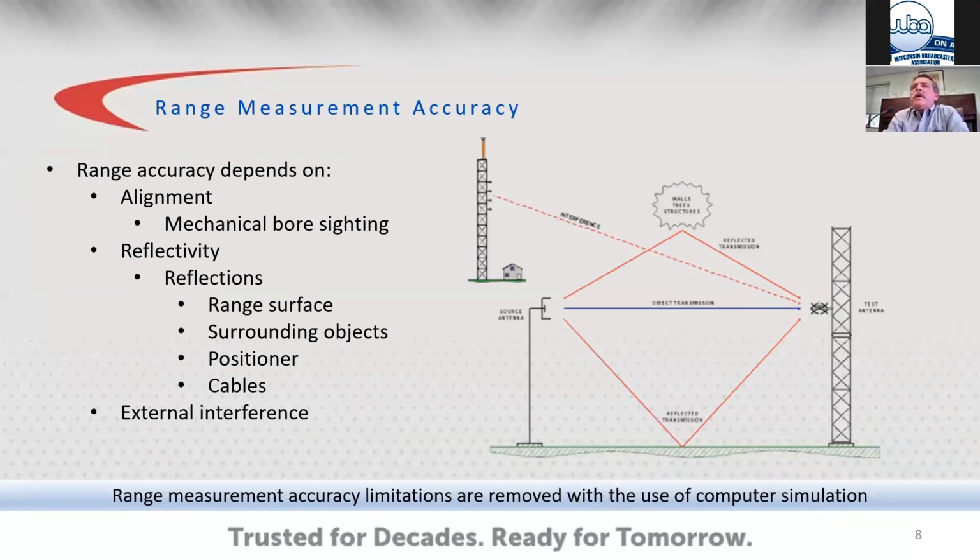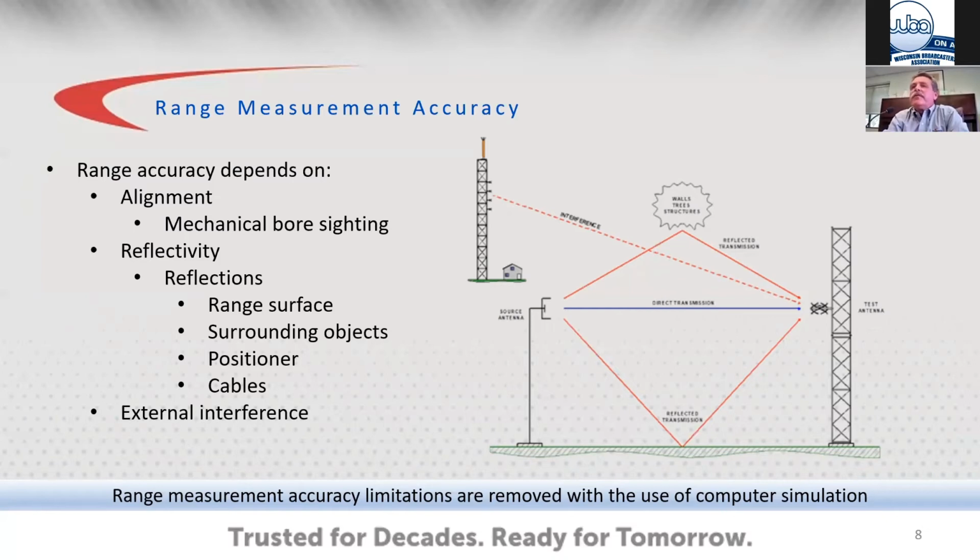So I'll talk a little bit about the limitations of actual range measurements and the benefits of computer modeling. If any of you have ever done range measurements, you know how difficult it is to accurately measure radiation patterns on a range. Things like alignment between the source antenna and the receive antenna rely on just mechanical bore sighting, which is never perfect.